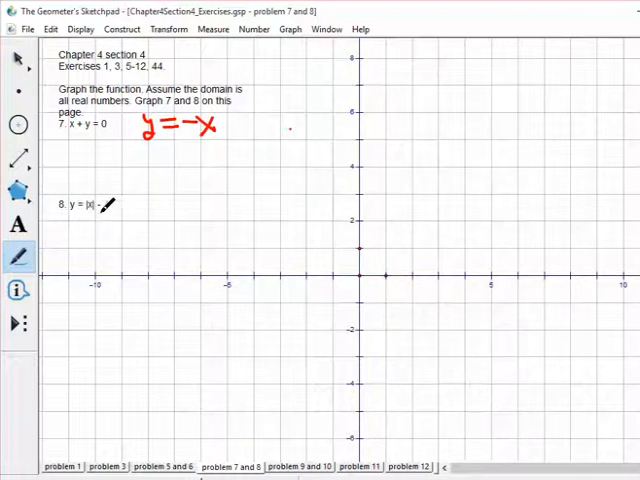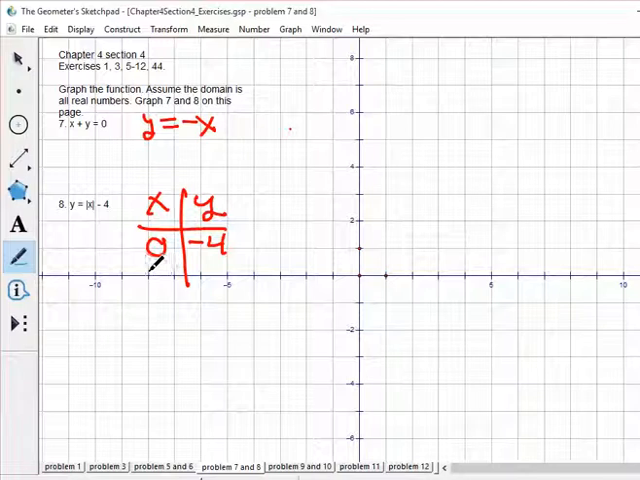Now 8 is going to look different. 8 is the absolute value of x minus 4. Let's look at this one. Let's pick some values of x. Now again, you get to pick whatever you want. So 0 is always nice. The absolute value of 0 is 0. 0 minus 4 is negative 4. There's our first point. Now I want to pick some negatives and some positives to see what will happen.